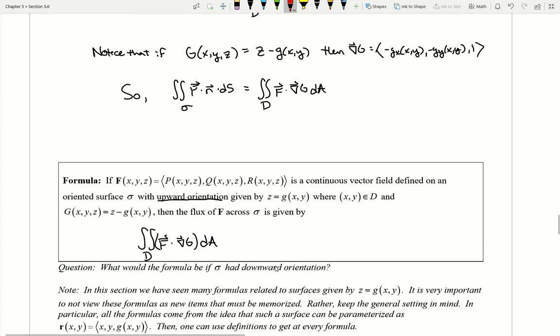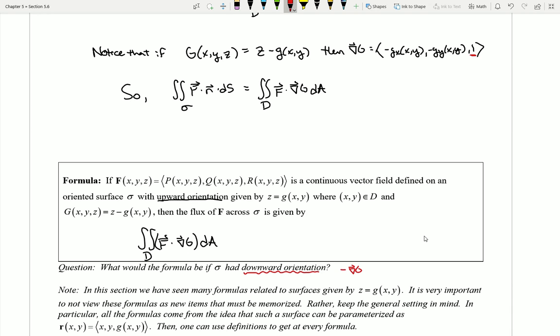Notice though, if I wanted to change this to have a downward orientation, I would have to replace my G with negative G. Notice I have to take this vector up here and multiply it by -1 so that my last component turns into a -1 and has a downward tilt.